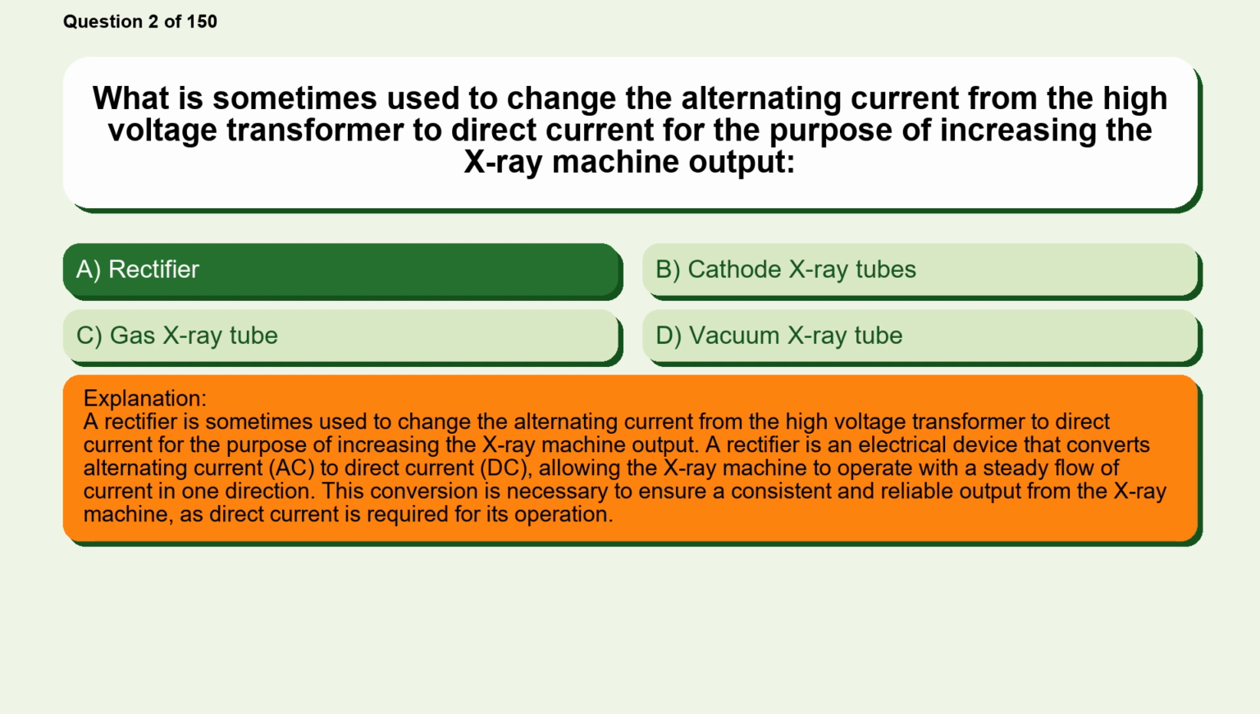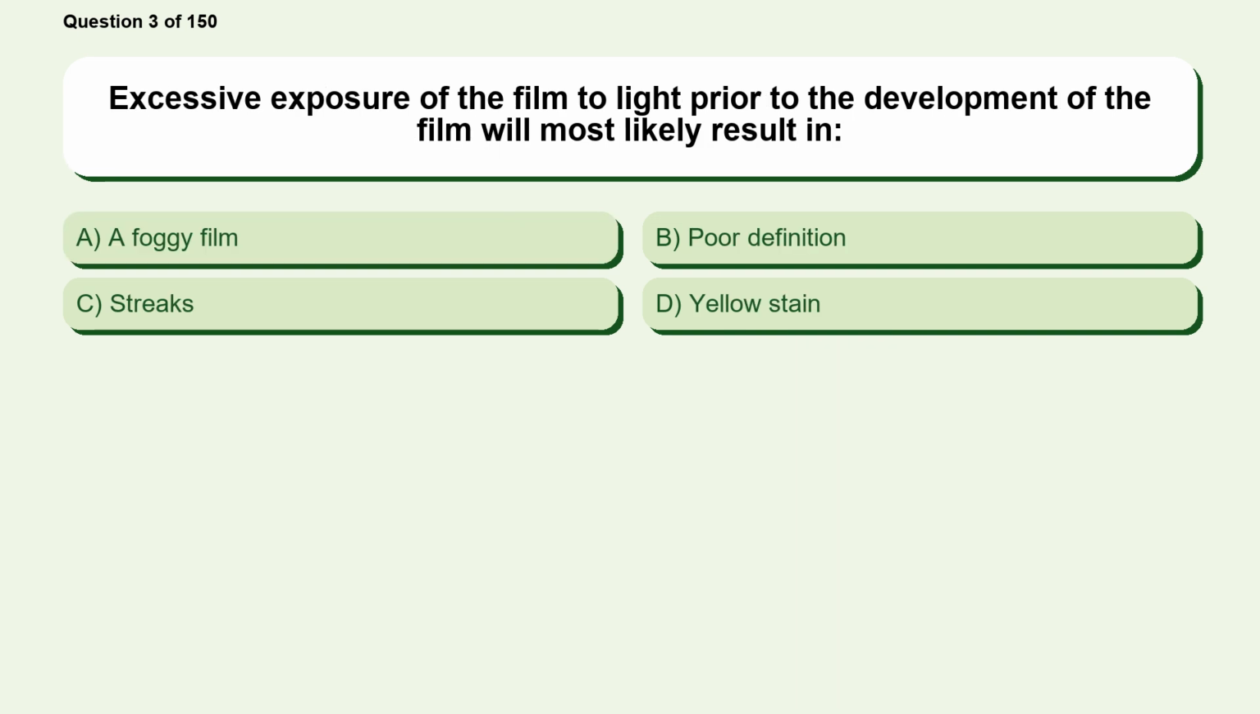Rectifier. A rectifier is sometimes used to change the alternating current from the high-voltage transformer to direct current for the purpose of increasing the X-ray machine output. A rectifier is an electrical device that converts alternating current, AC, to direct current, DC, allowing the X-ray machine to operate with a steady flow of current in one direction. This conversion is necessary to ensure a consistent and reliable output from the X-ray machine, as direct current is required for its operation.